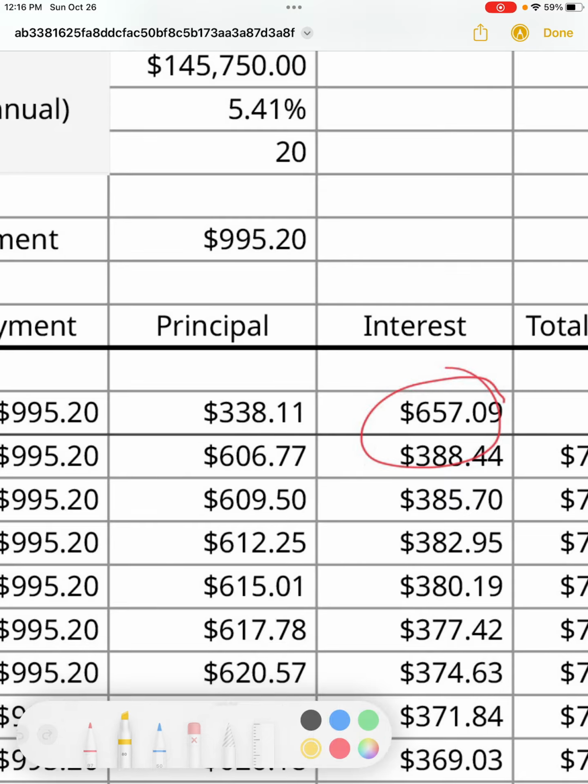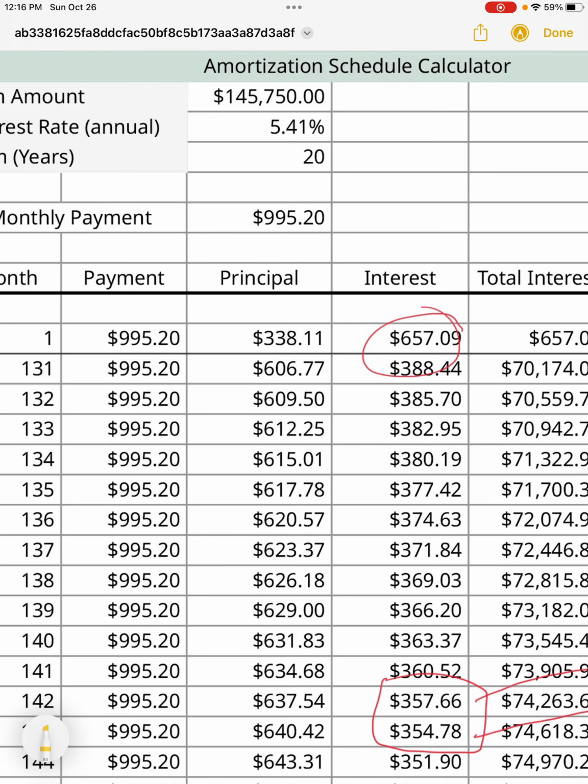right? Is what you're going to say about that. Let me get a highlighter here. But how much did you take the loan out for? Took the loan out for $145,750. They'll ask you for what the interest rate was. Oh, 5.41%. They'll ask you for the length of the term, 20 years. They'll ask you, hey, how much went to principal for payment 137? So you'd find payment 137. You'd say, oh, well, out of my $995.20 payment, 623 of it went to principal. That's pretty awesome, right? So a majority of it went to that.